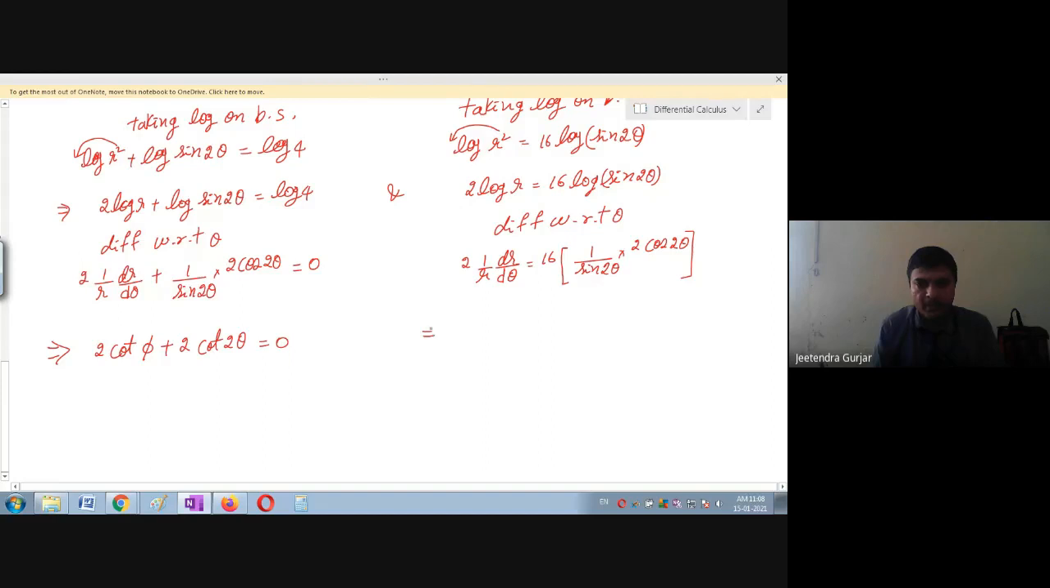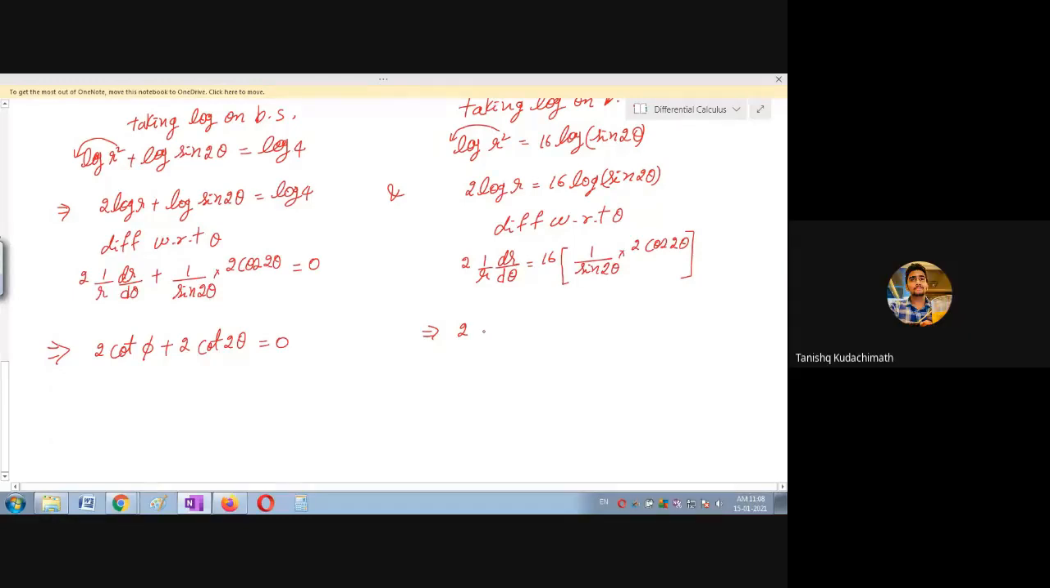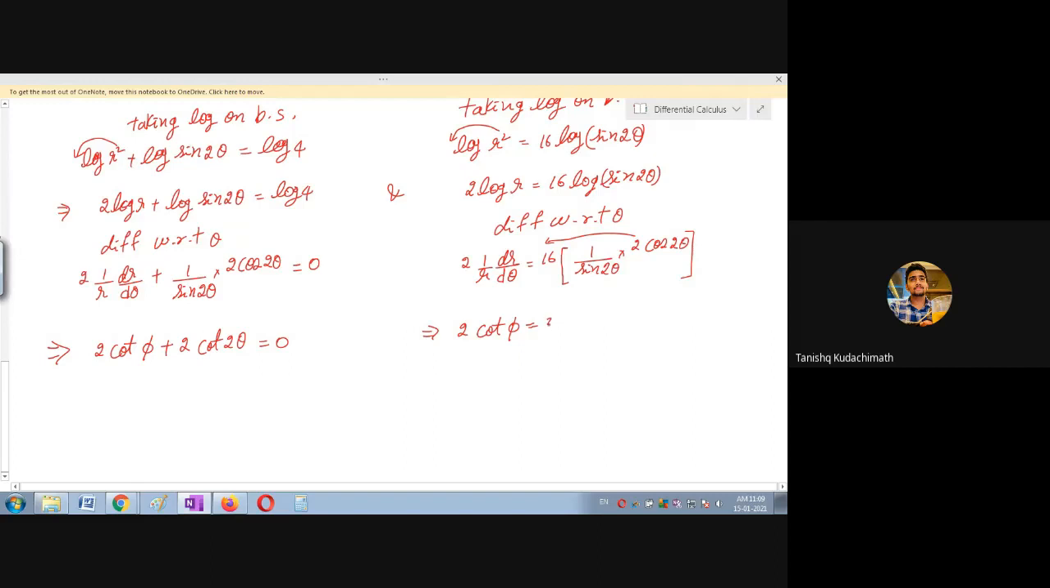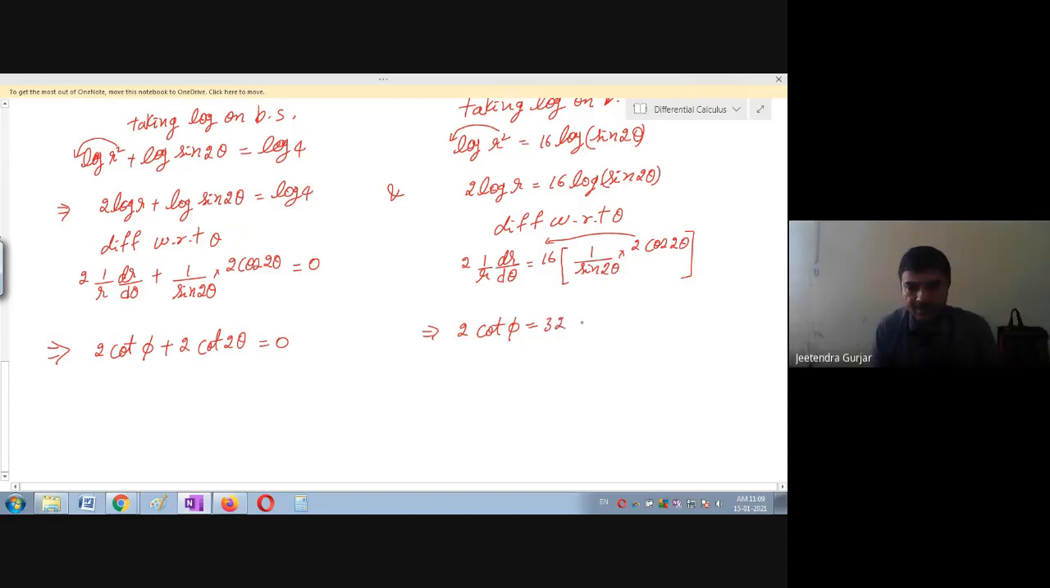Similarly, here we will take 2 again. What is the formula for 1 upon r dr upon d theta? Yes, it is cot phi, equal to 16. 16 into 2, I can do it, right? So I will take this 2 and multiply with 16. It is going to become 32, and again this is going to become cot 2 theta. Is it clear, students? Any doubt? Please ask me. Any doubt here? No, sir.